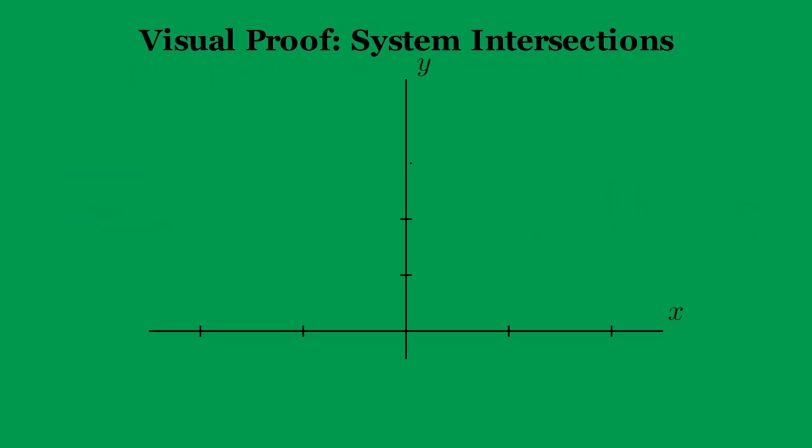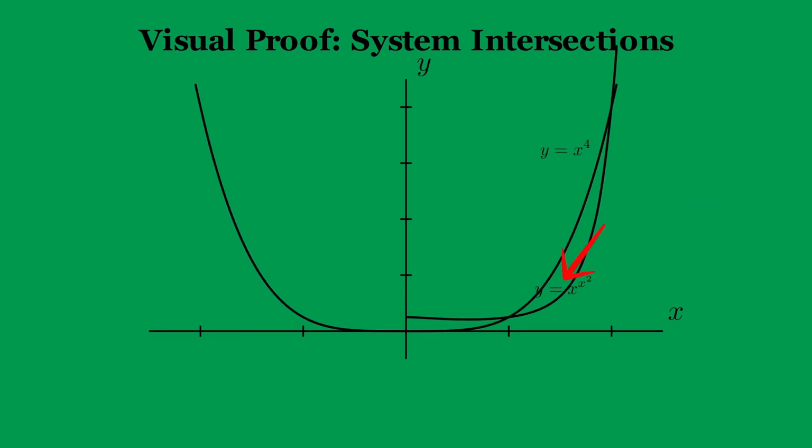Let's confirm our results graphically. Plot the functions y equals x raised to the power of x squared and y equals x raised to the power of 4. The graphs intersect at 0, 0, corresponding to x equals 0. They also intersect at 1, 1, corresponding to x equals 1. Another intersection occurs at 2, 16, corresponding to x equals 2. Finally, the curves intersect at negative 2, 16, corresponding to x equals negative 2. The graphical verification agrees with our algebraic analysis.